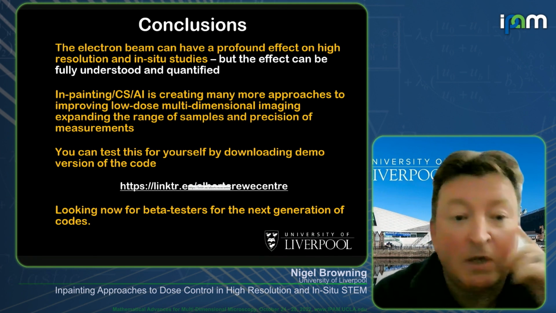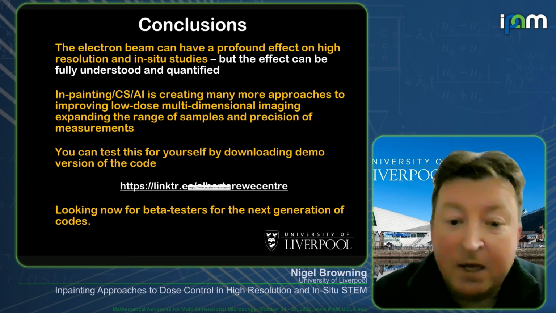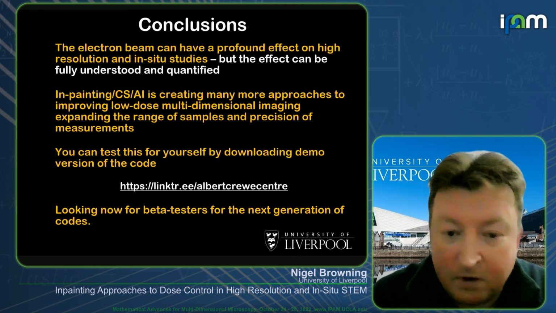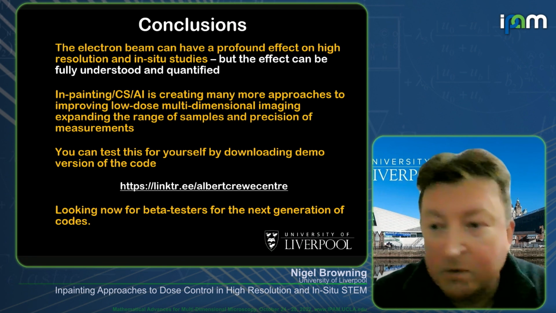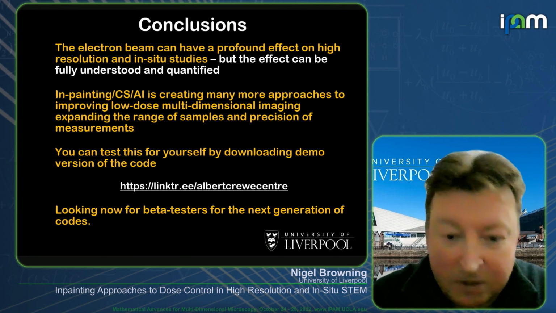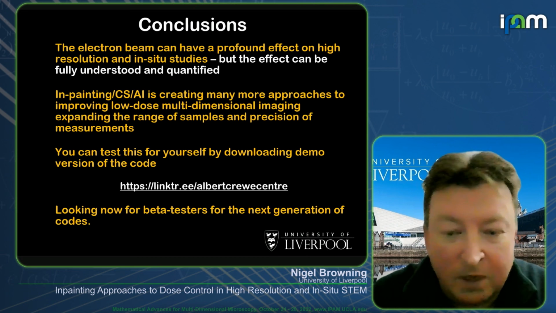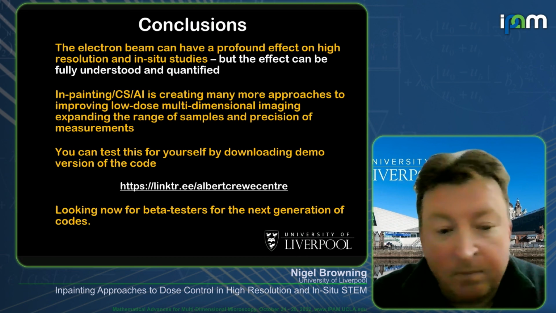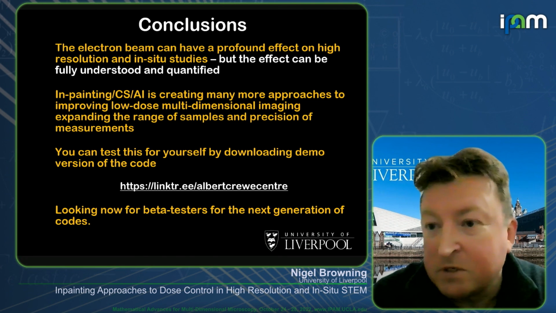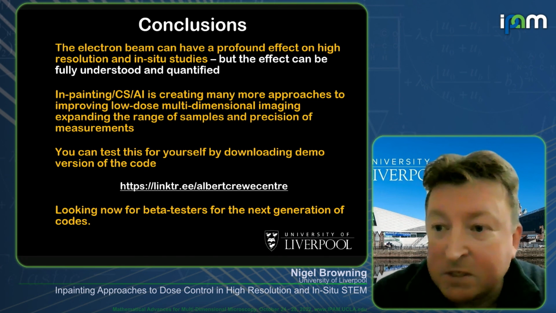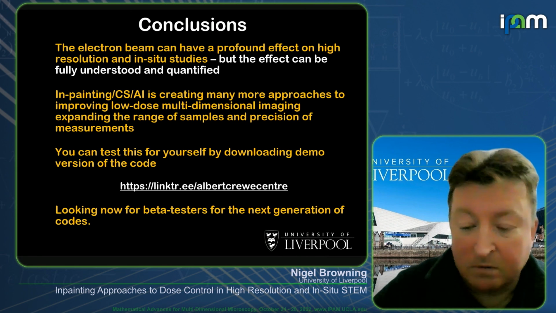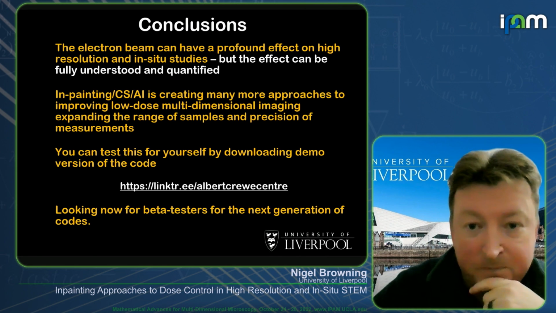Also, we have a new FIB coming to Liverpool. If anyone's interested in looking at this stuff, we have a free download of an old version of the code. It doesn't have any of the speed involved in it, but you can put images in and test it. You can download it from the Albert Crewe Centre at Liverpool. And we have the latest version of the code up and going now. If anyone's interested in trying it out, which has the speed involved and is actually put onto a microscope, just send me an email, and we can go through all of that.